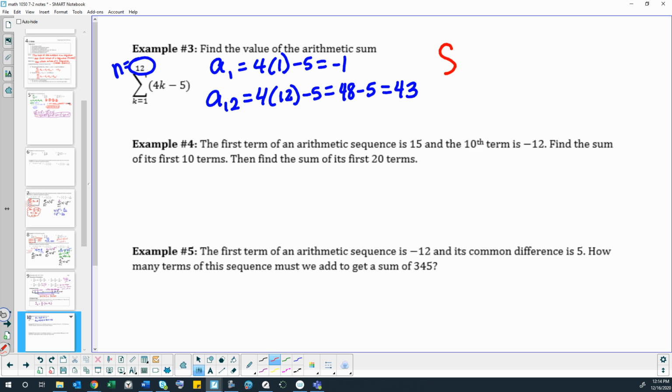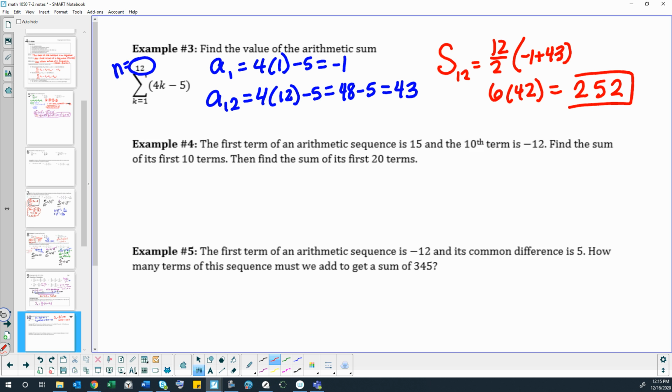Alright, so to find our sum of 12 numbers, we take our 12 numbers and put them in pairs, so divide by 2. And those pairs consist of the value we get when we add the first and last numbers together. So we're taking 6 numbers that add up to 42 each. Multiply that together, and we have a sum of 252 without having to add the 12 individual numbers together.